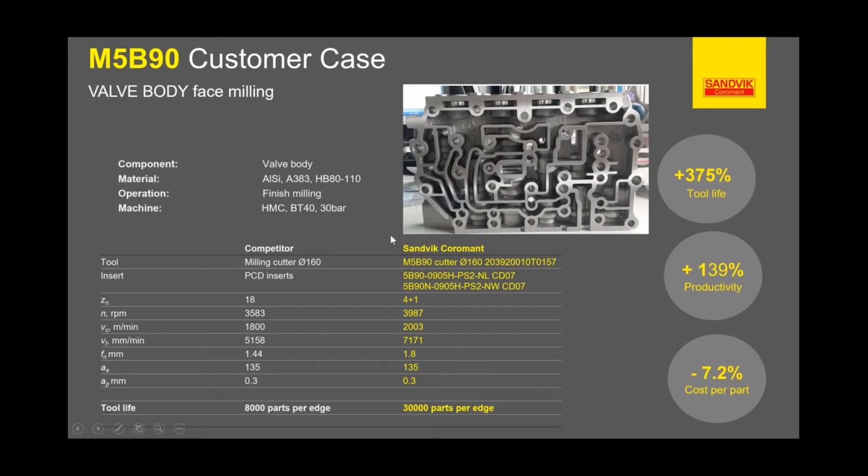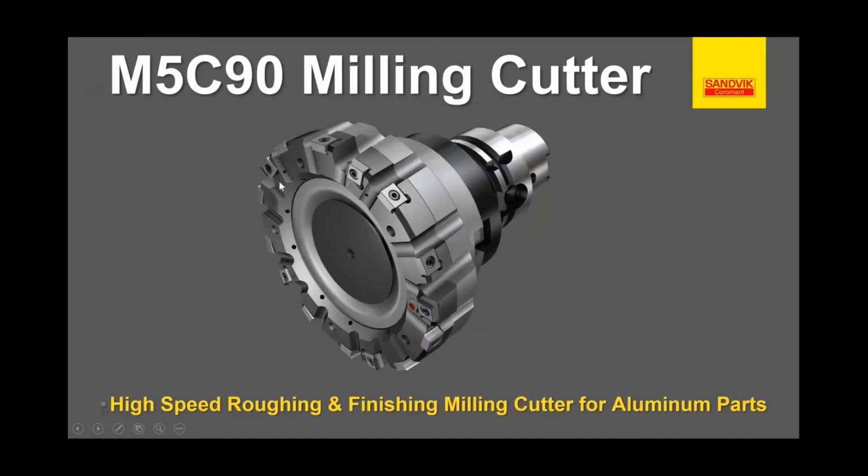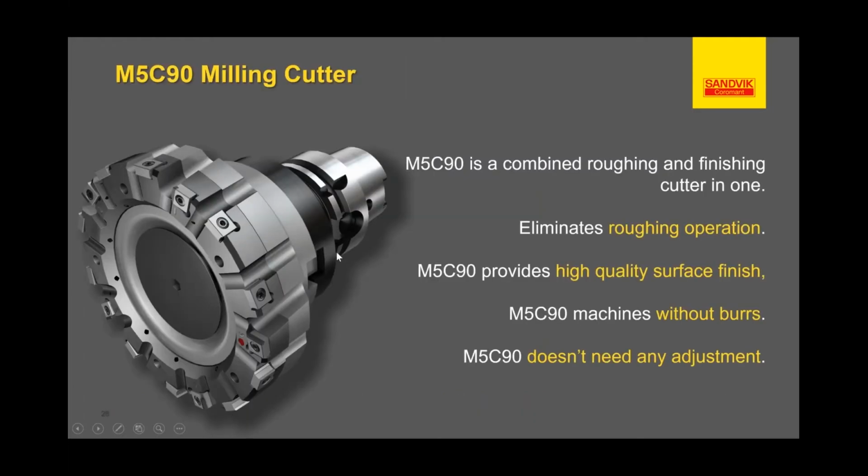So from the M5B90 that we just talked about, we evolved this new cutter with roughing inserts around the perimeter. We call it the M5C90. It's essentially the same tool, but it's got some higher depth of cut inserts. So with this, in this case, we can combine 2 tools into one. So in a lot of cases, we can do rough and finish in one pass with this tool.